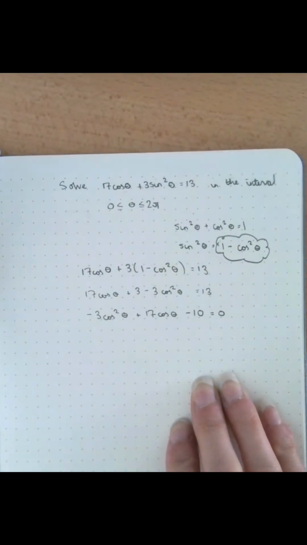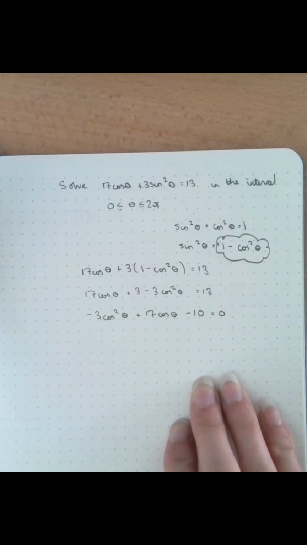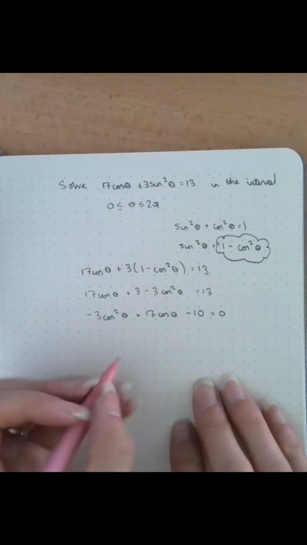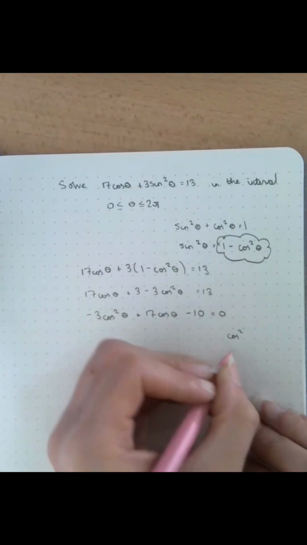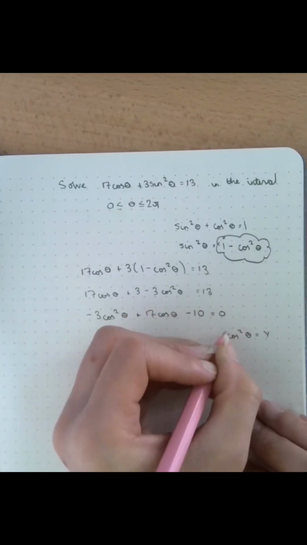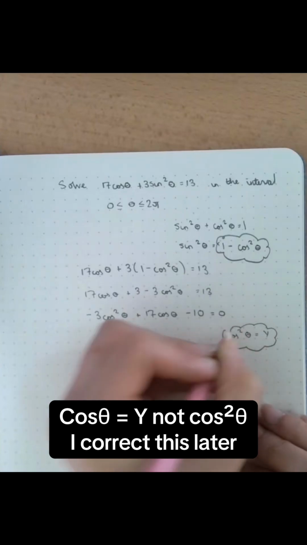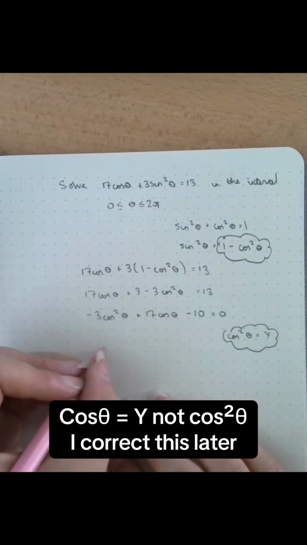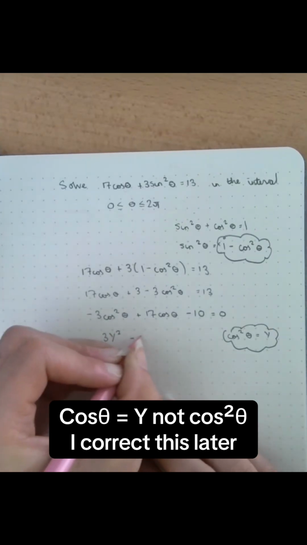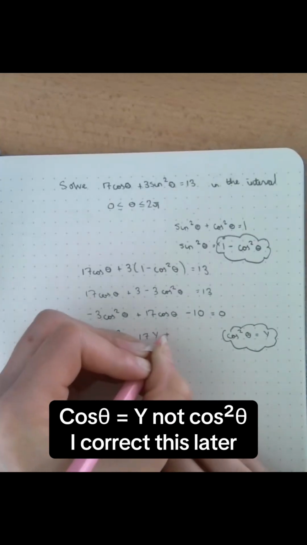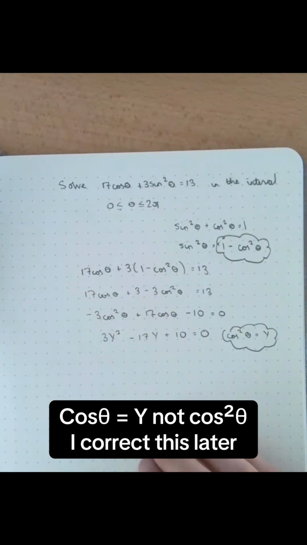So in this scenario here, what we can do is we can basically solve this like a quadratic. And I might say, well, actually, I'm going to make cos theta, I'm just going to replace that with a y. And I'm actually going to make my equation, actually might flip the signs to make it a bit easier for me. So 3y squared minus 17y plus 10 is equal to 0. What you could do is you could also just put it into the quadratic formula as well and find a value for y. I might just do that.